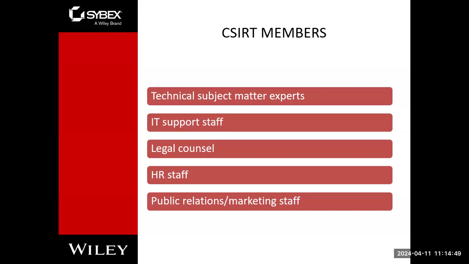HR staff, this is typically if you have an insider incident, somebody from the inside of the company did something wrong. Did they breach company policy? Did they break a civil act to where they could be sued? Did they breach a criminal act to where they could be prosecuted?